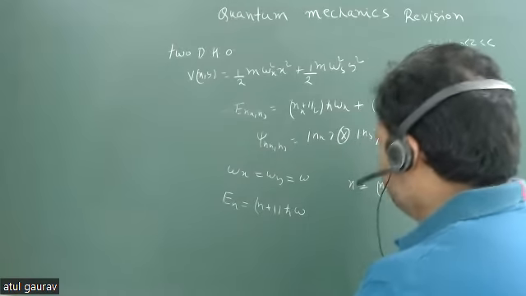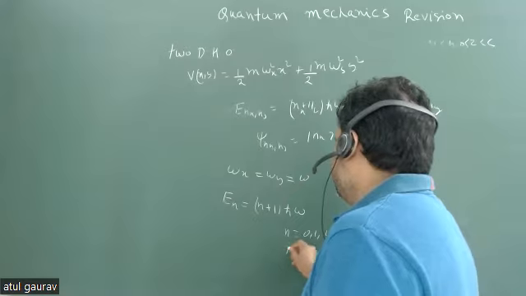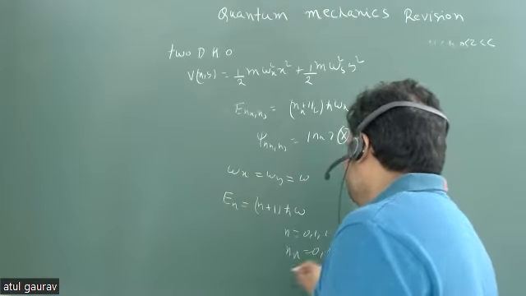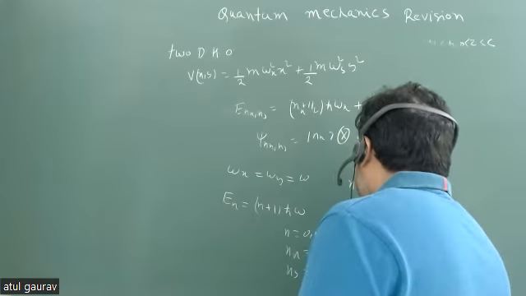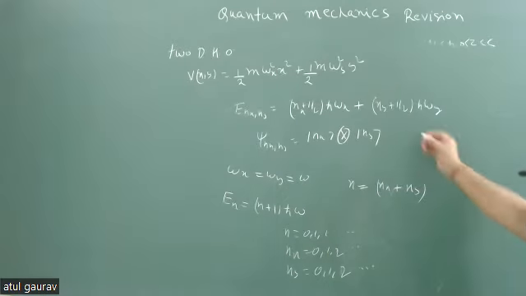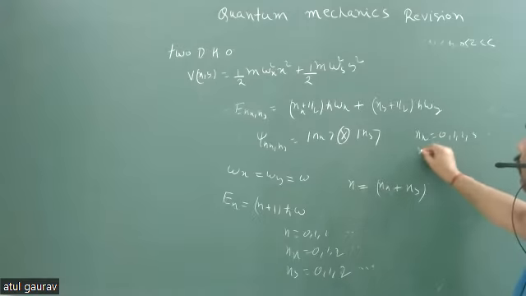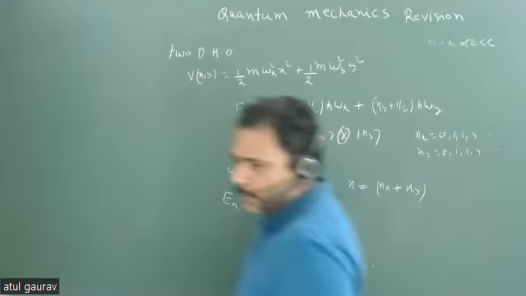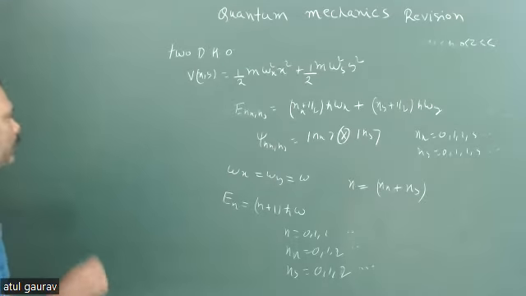And what is the value of n? n will go from 0, 1 to 3 and so on. And nx will also go 0, 1 to 3, and ny will also go 0, 1 to 3. So this is your quantum number: nx is equal to 0, 1, 2, 3, and ny is equal to 0, 1, 2, 3. Now suppose we know all these things, and let me give you one particular example.